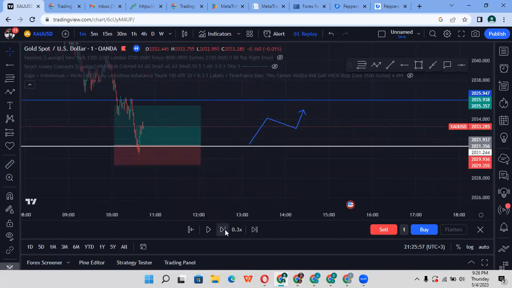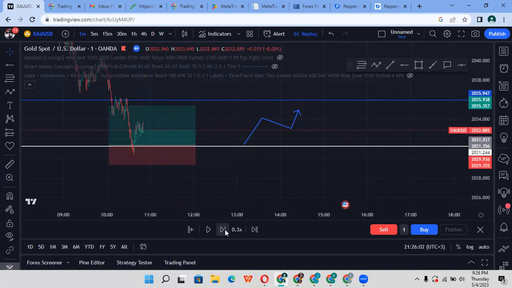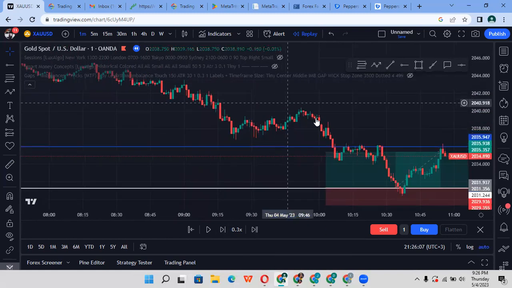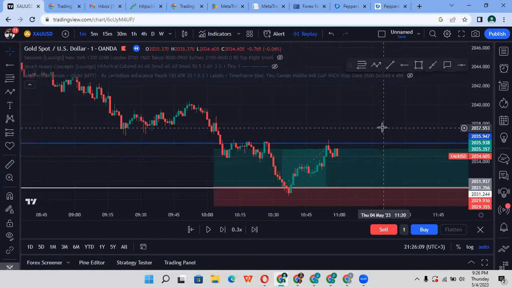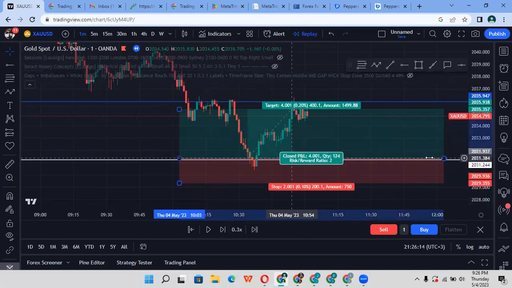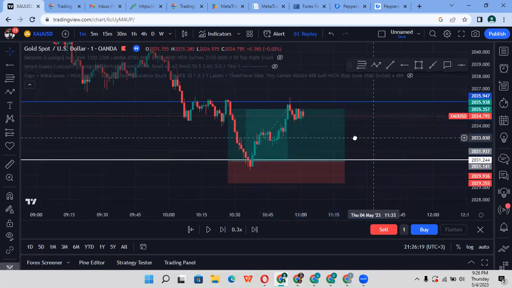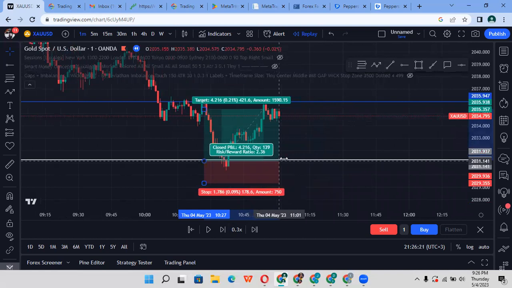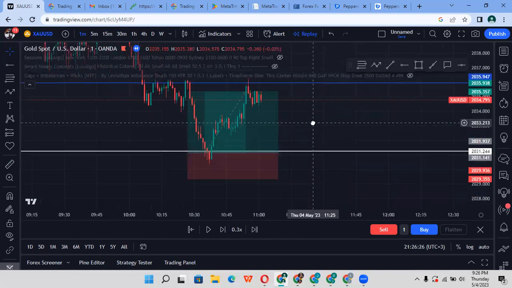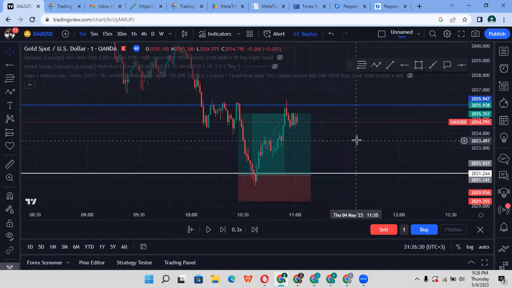Take a look at what happened. Gold gave us that push, hit our take profit, and guess what? This is exactly what I was looking for. The problem with a lot of people is they're looking for a billion and one pips. I'm a scalper. This is just what I'm looking for. This has already made me $100, $200, depending on the lot size.